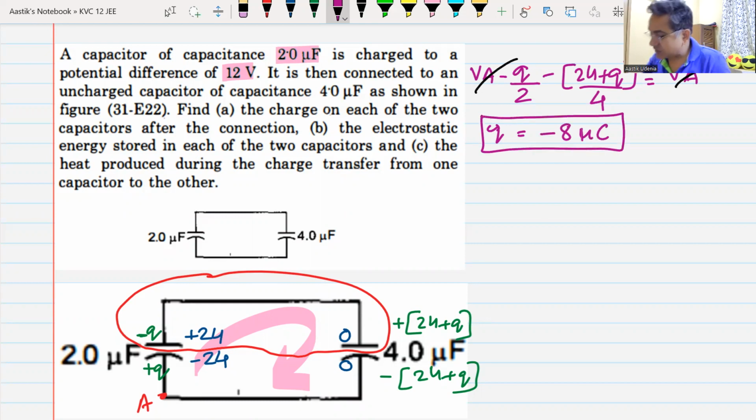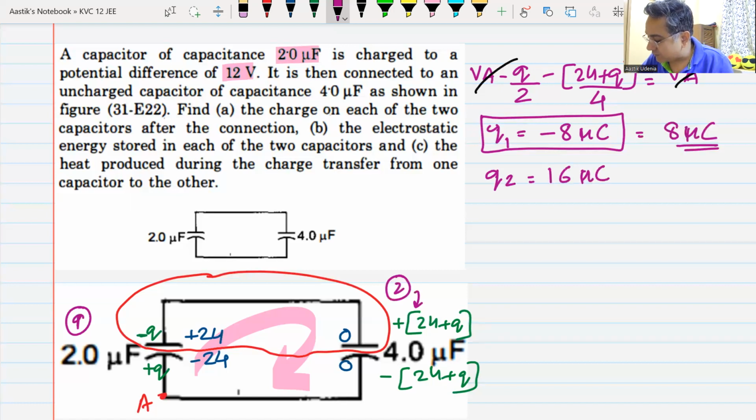Yes, sir. So the charge on this first capacitor is minus 8. Now you can find the charge. I cannot call it minus, so the charge on the first capacitor is 8 microcoulomb. What is the charge on the second capacitor? 16. So let me write 8 microcoulomb, because when I call charge, I call the charge on the positive plate. Let me call this capacitor number 1 and this capacitor number 2. So charge on capacitor 2 will be 16 microcoulomb. One part done. Do we understand this? Yes, sir.